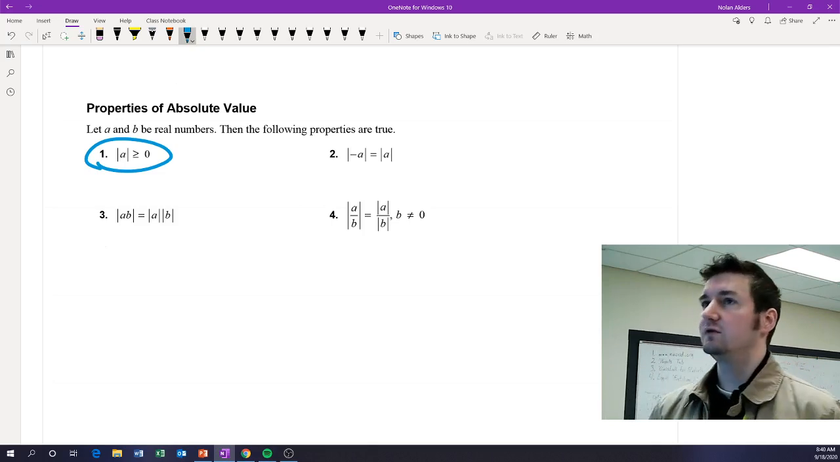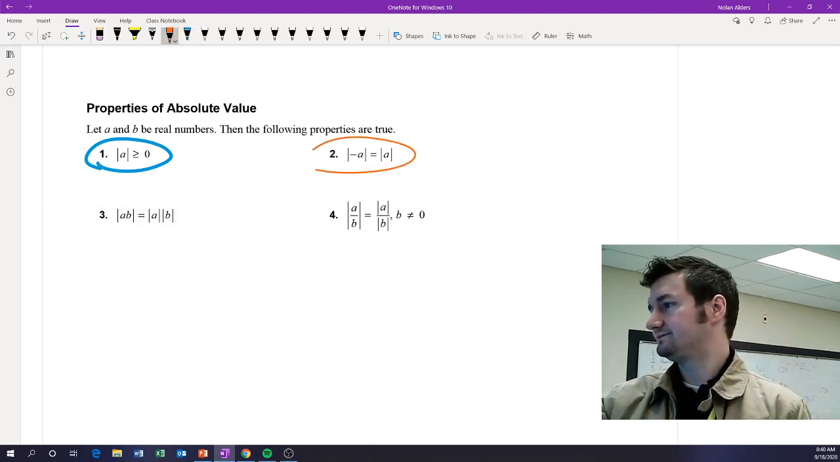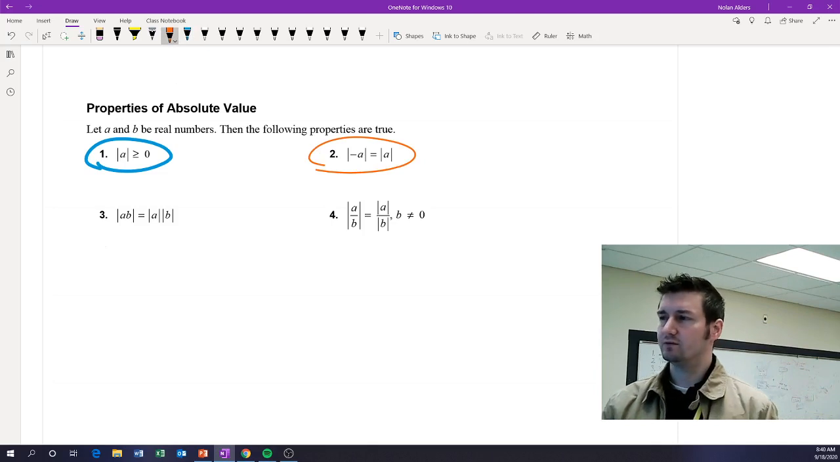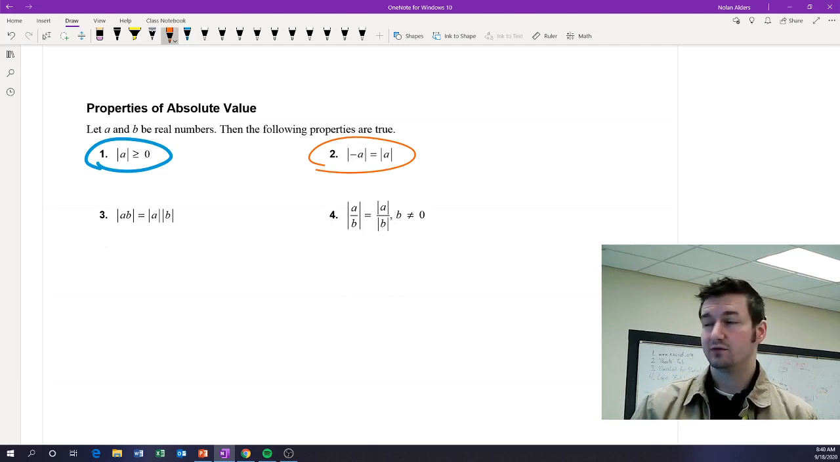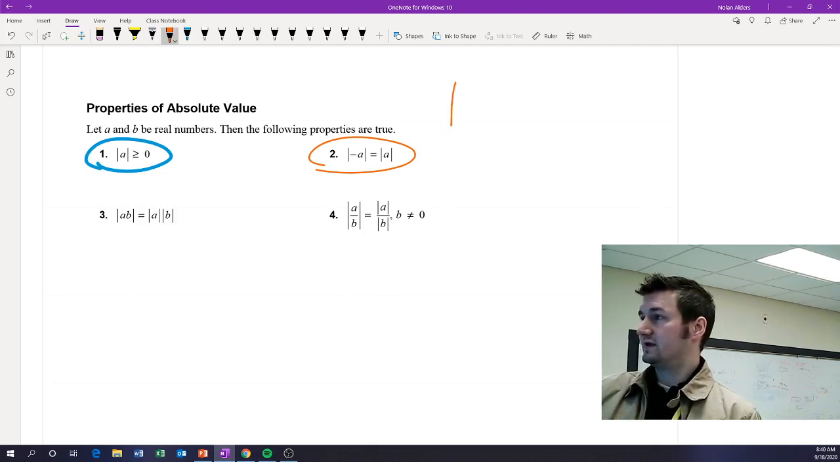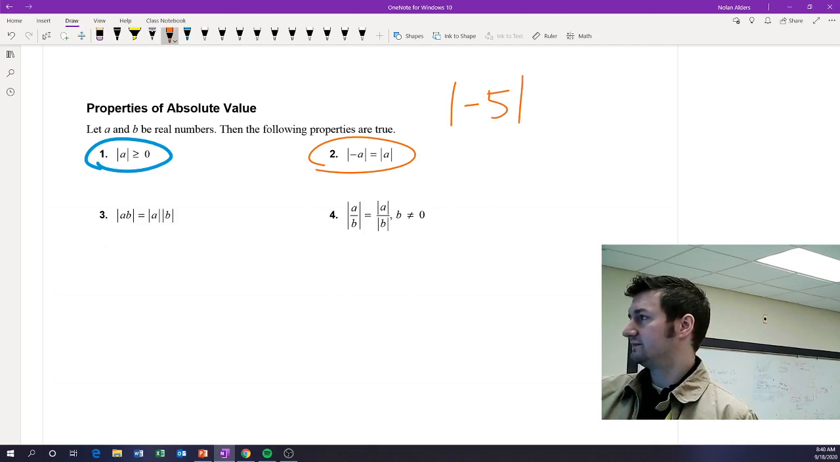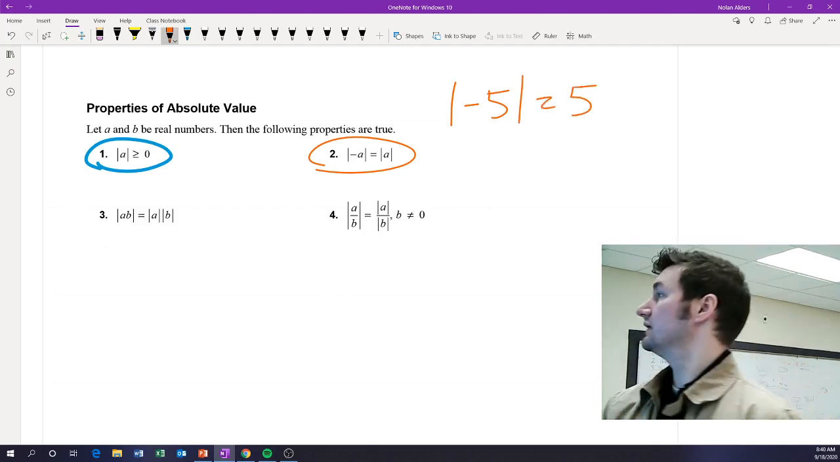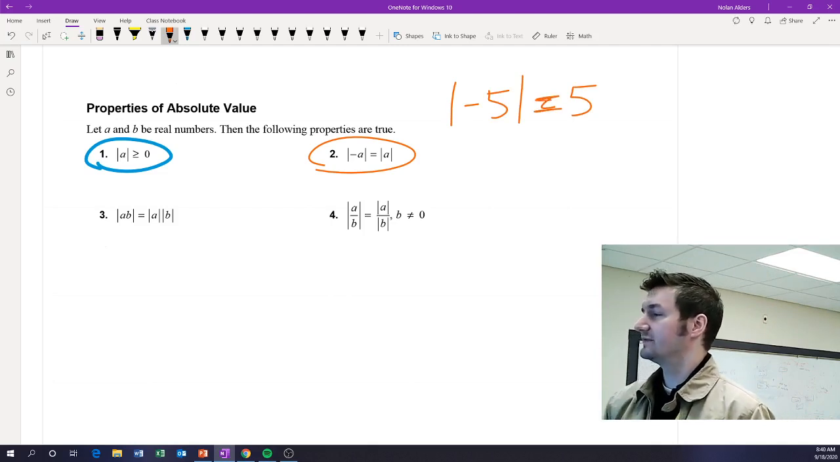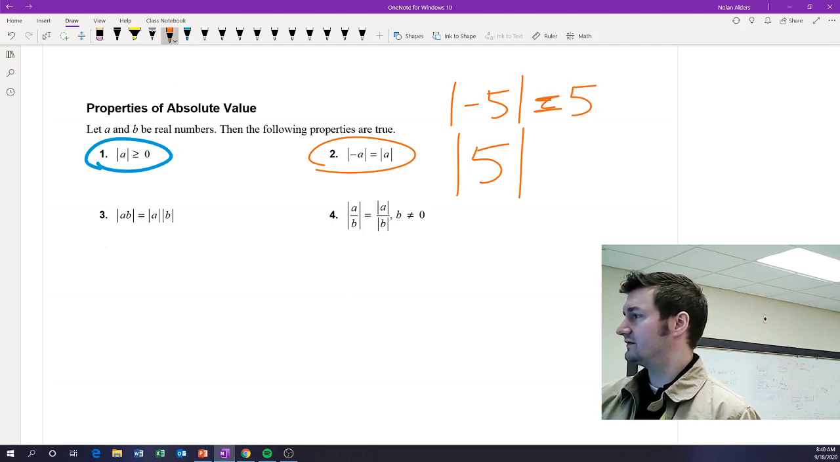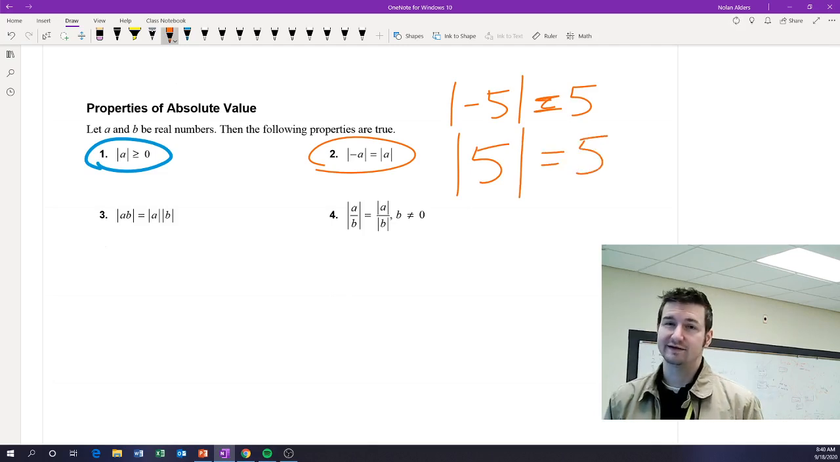Okay, number 2 over here. So check this out. For this one, it doesn't matter if you take the absolute value of the negative number or the positive number, you're going to get the same result. So for example, the absolute value of negative 5 is 5. That was supposed to be an equal sign. But the absolute value of 5 is 5. And the absolute value of positive 5 is also 5. So that's all that property is saying.